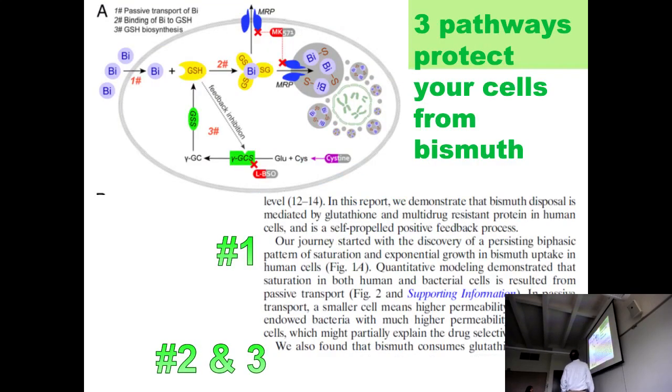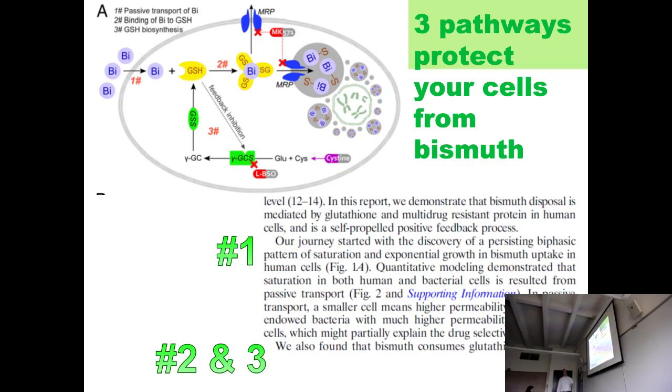So there are 3 pathways that protect your cells from bismuth. The first pathway is that your cells just have a membrane that prevents the bismuth from getting in the first place. After it gets in, you can attach it to glutathione and put it in a vesicle, or you can actually make more glutathione to just attach and cover it up. So you can cover it up with glutathione, or you can put it into a vesicle. So 1, 2, 3. And the whole study is about which of these is the most important. Is it glutathione? Is it the vesicles? Or is it the membrane?